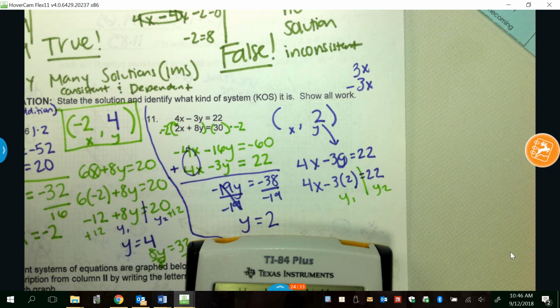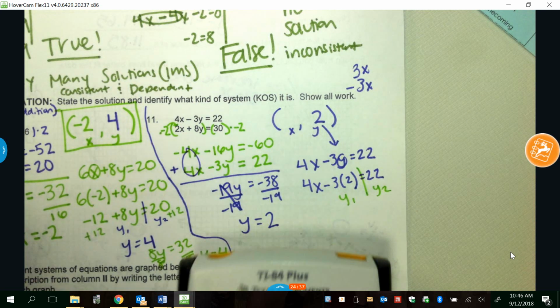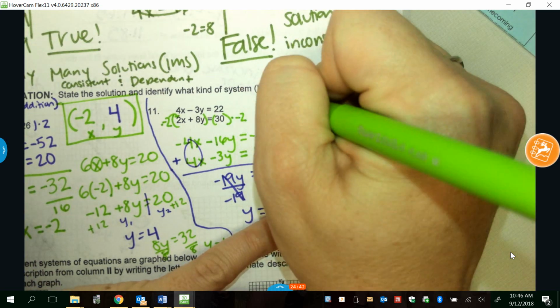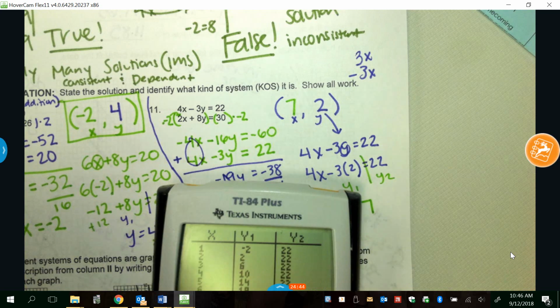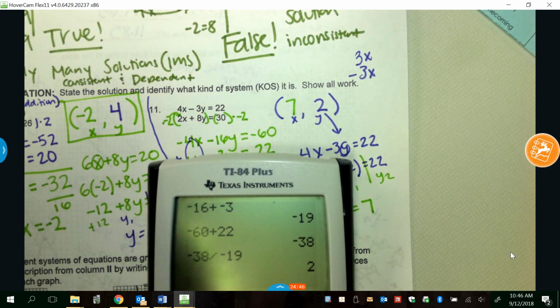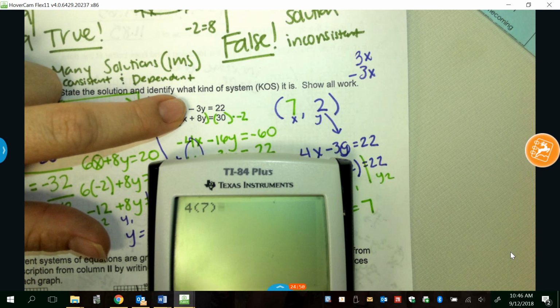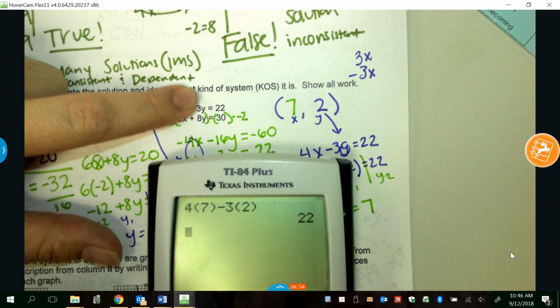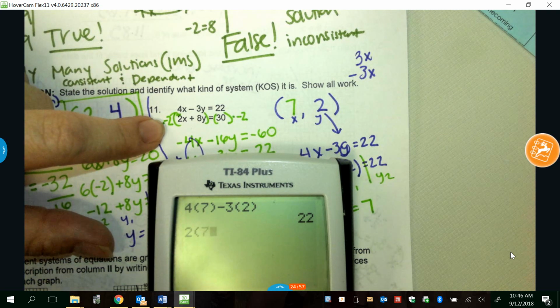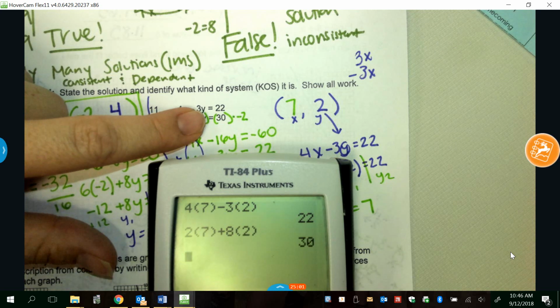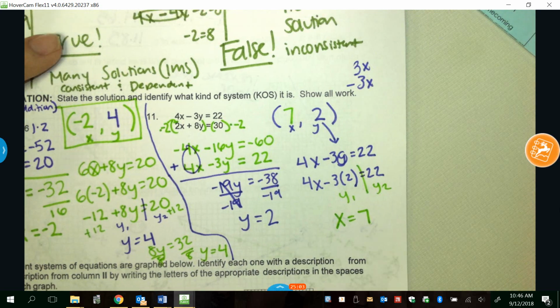Second graph, I'm looking for where y1 and y2 match. So they match right here at 7. So my answer for x equals 7. So let's double check our work. Okay, 4 times 7 is x, minus 3 times 2, which is my y, should equal 22, and it does. 2 times 7 plus 8 times 2 should equal 30, and it does. So that is my answer.